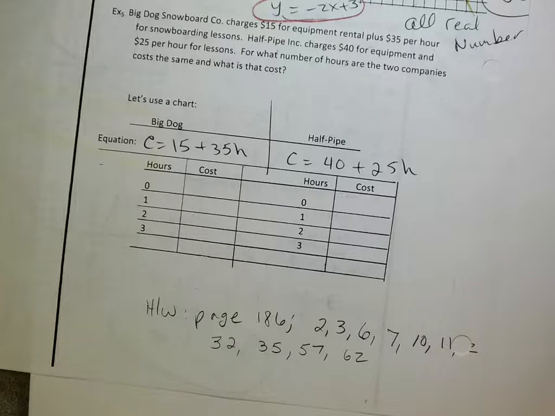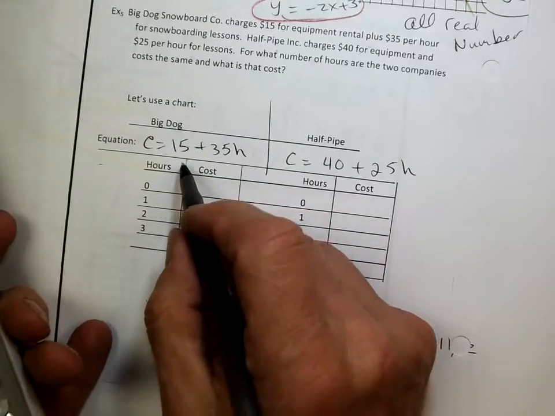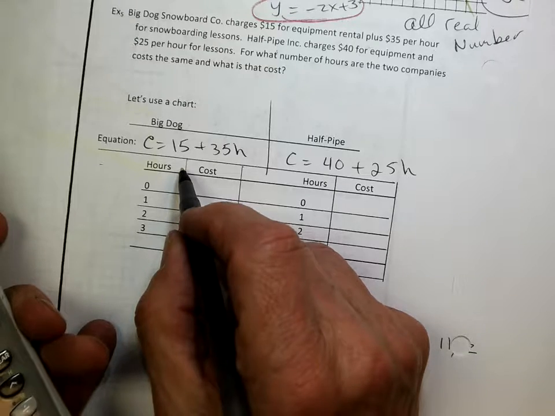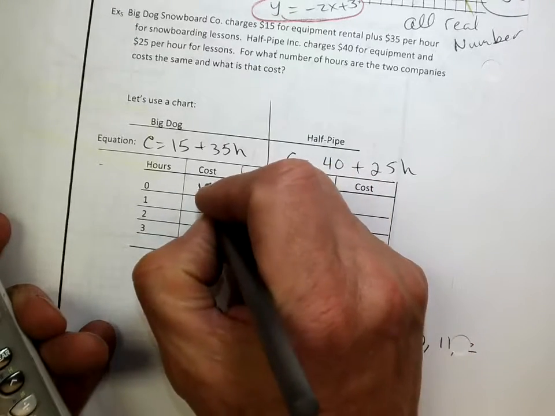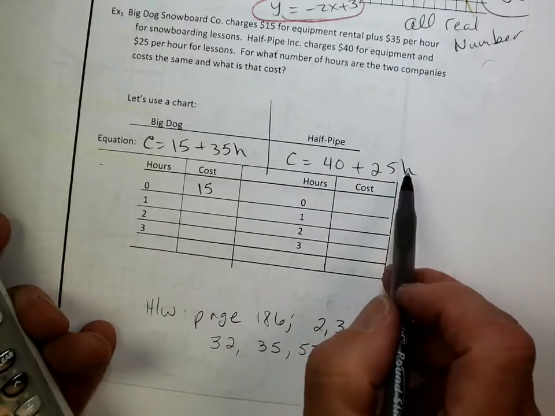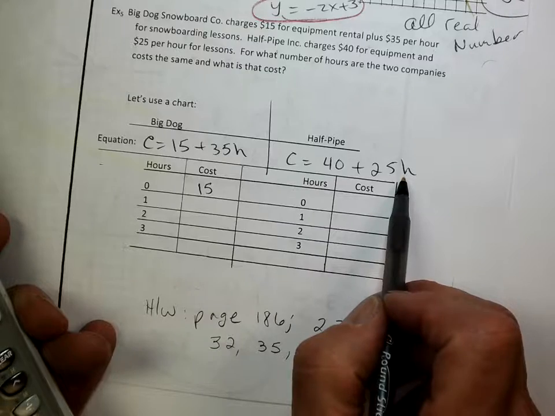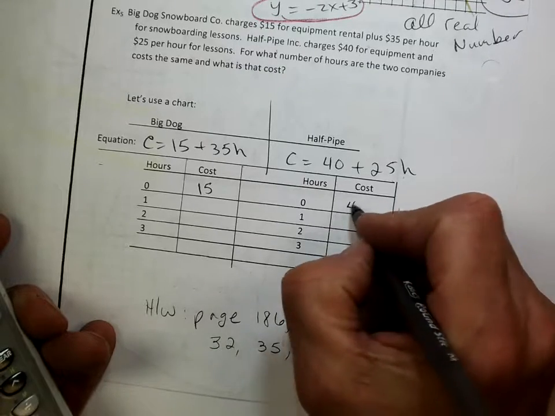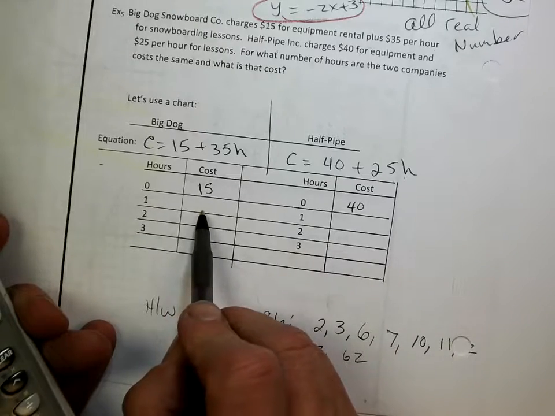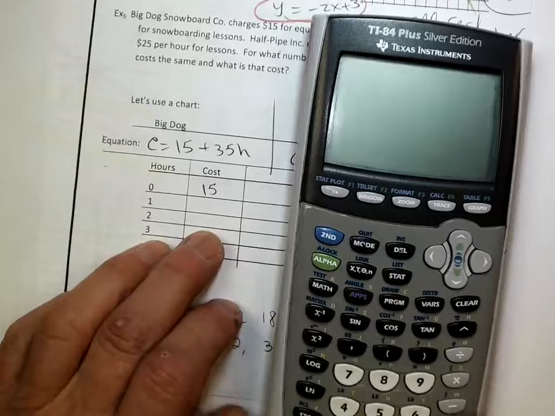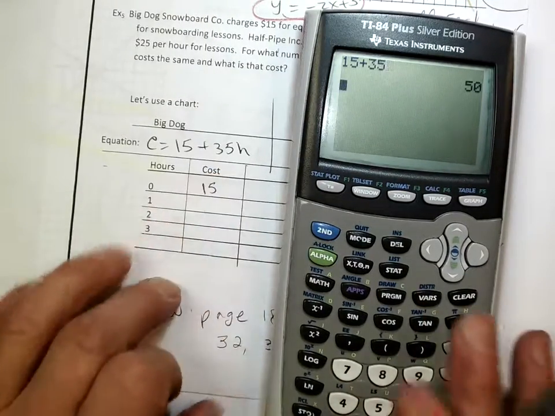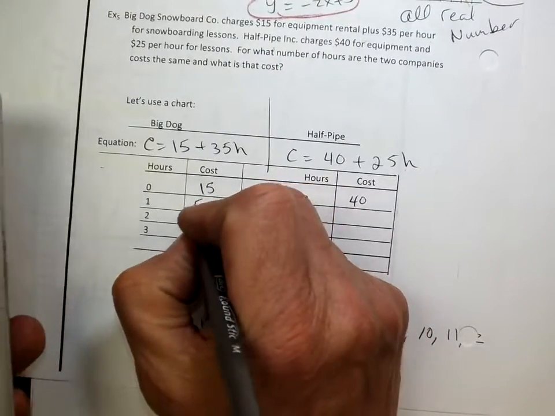First of all, if I go 0 hours, I rent the equipment, I trip, I fall out the door, I break my leg, I'm done. It's going to cost me $15, unless they're nice and give me my money back. With these guys, I trip, I break my leg, it's going to cost me $40. Now, if I go 1 hour, it's going to cost me $35 more. Let me use my calculator: 15 plus 35. So 1 hour is going to cost me $50. Wow, skiing is so expensive.